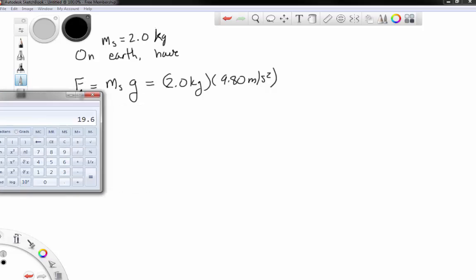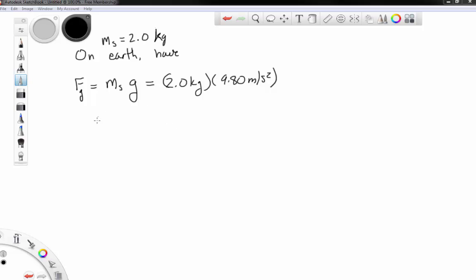You get 19.6 newtons. And since we only started with two significant figures here, we should probably round this off to 20 newtons. I should add at this time that a short, quick calculation method for estimating the weight of an object on Earth is that every 1 kilogram is approximately 10 newtons, and so every 100 grams is approximately 1 newton worth of weight on the Earth.